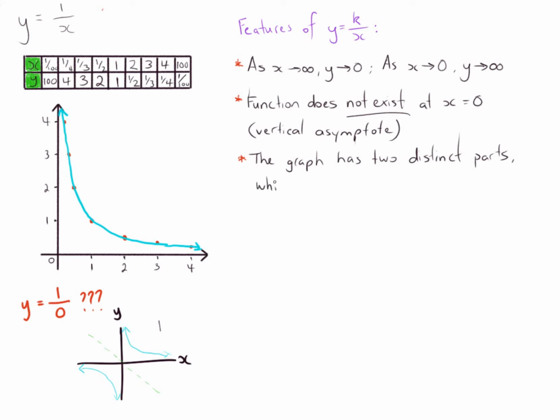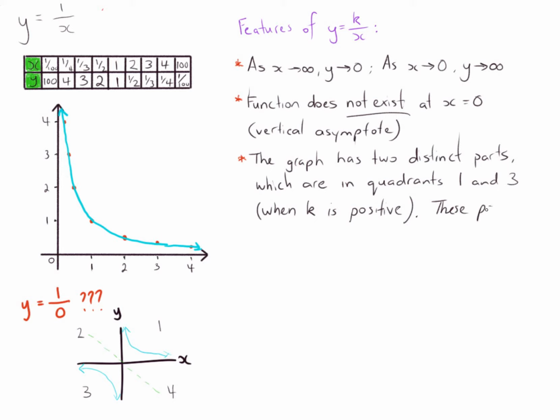The second part of our graph is located in quadrant 3. So quadrant 3 is down here. These are quadrants 2 and 4. Having our graph in quadrants 1 and 3 occurs when k is positive. When k is negative, we get something different, which we'll look at soon in Desmos.